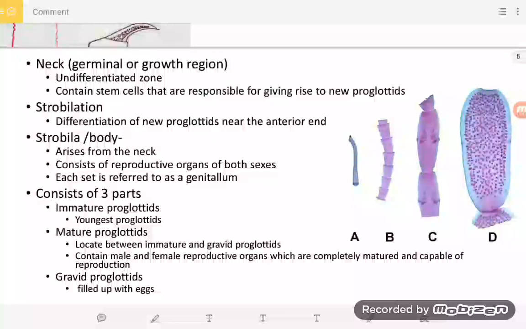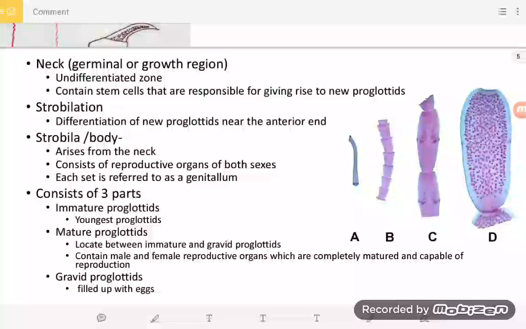Stem cell means it can spontaneously divide, grow and divide and differentiate. So this stem cell grows, and when it is matured, it produces the proglottids. It is immature, then it becomes mature, then it becomes more mature. We call them gravid proglottids.